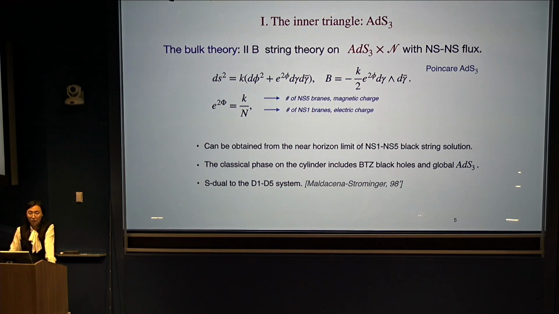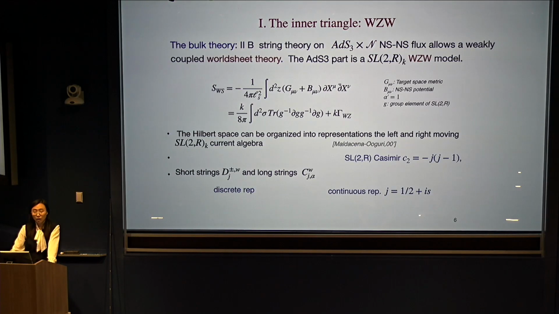So that's the basic setup in Type IIB supergravity. Because this is an NS background, the worldsheet theory can be written down and studied, and the AdS₃ part is this SL(2) Wess-Zumino-Witten model. So here is the theory. Lots of people are familiar with it.